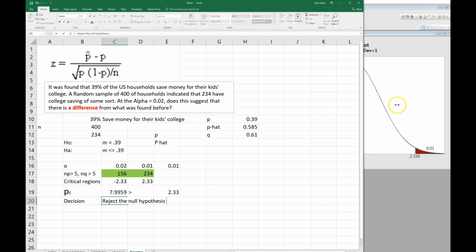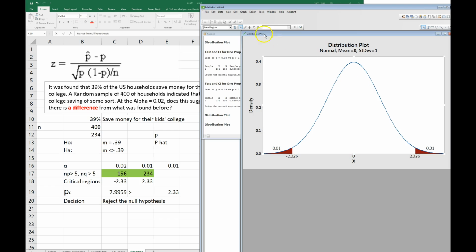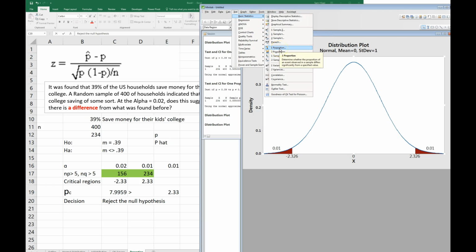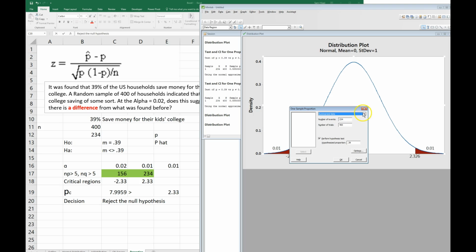We're going to go ahead and run that very quickly because this is tricky, because we're going to use the stat in order to do that basic statistic for the proportion, which is right here, one sample proportion. The very first thing that we need to do is make sure the summarize is 234 for the number of events. The number of trials is 400. The hypothesized proportion is 0.39. That's exactly what I want. The option is going to be 98%, and the proportion is not equal to.